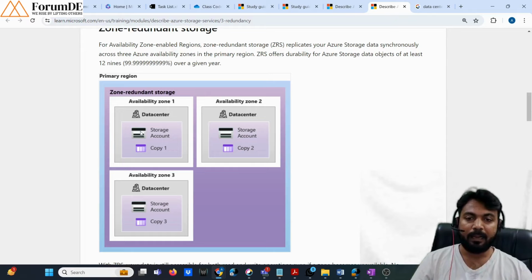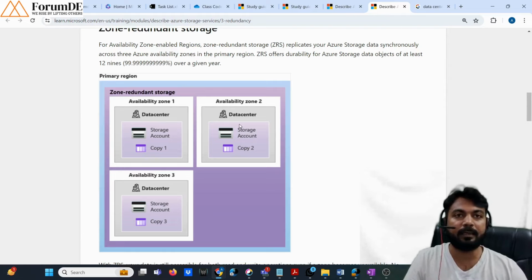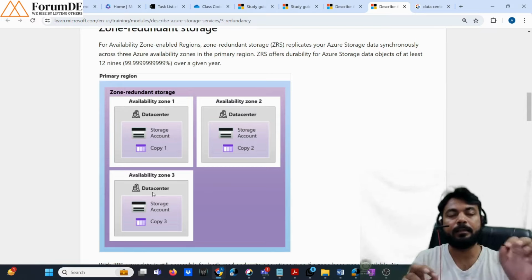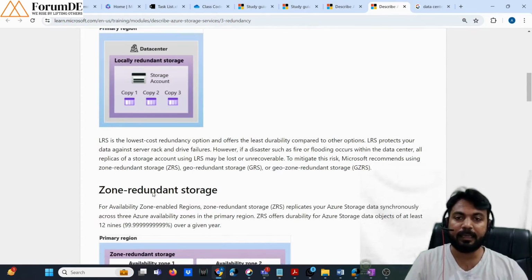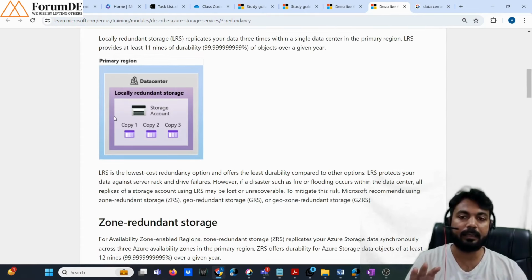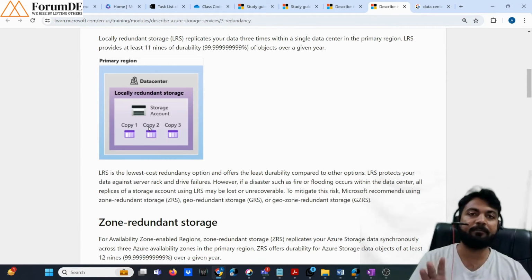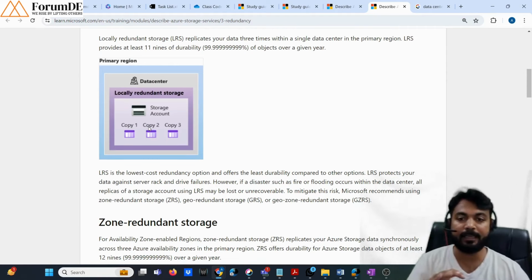And the data that is copied across all these data centers is synchronous. It means immediately the data that comes to one data center is copied to the data center present in another availability zone, and at the same time the data is copied to the data center in availability zone 3. It means all data centers are in sync. LRS is also synchronous. Three copies of the same file are made immediately.